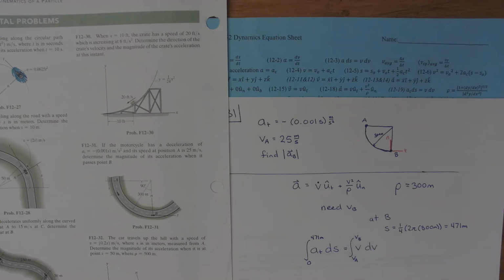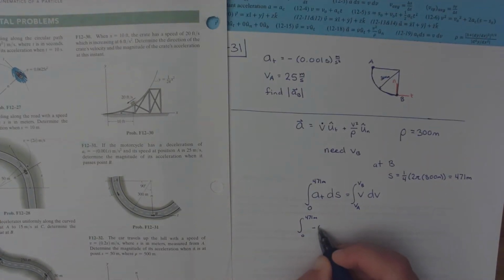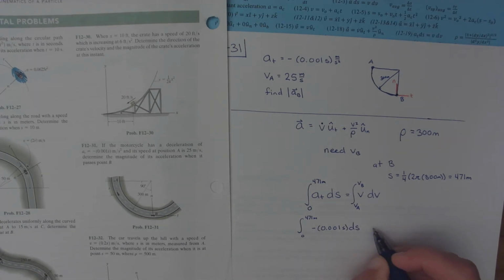So I can go ahead and plug in 471 for the upper limit of integration there, and we'll see what we get. So I have to take the tangential component of the acceleration and put that in. So we're going from 0 to 471 meters, and I have negative 0.001 s integrated with respect to s. That looks like it will be easy to integrate, as will the other side. I'm going to leave this just as VA for now and put in the 25 meters per second later.